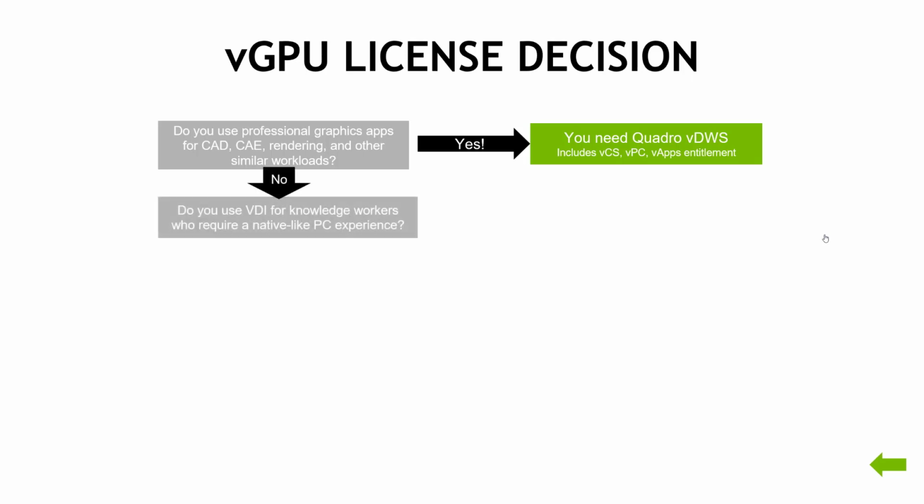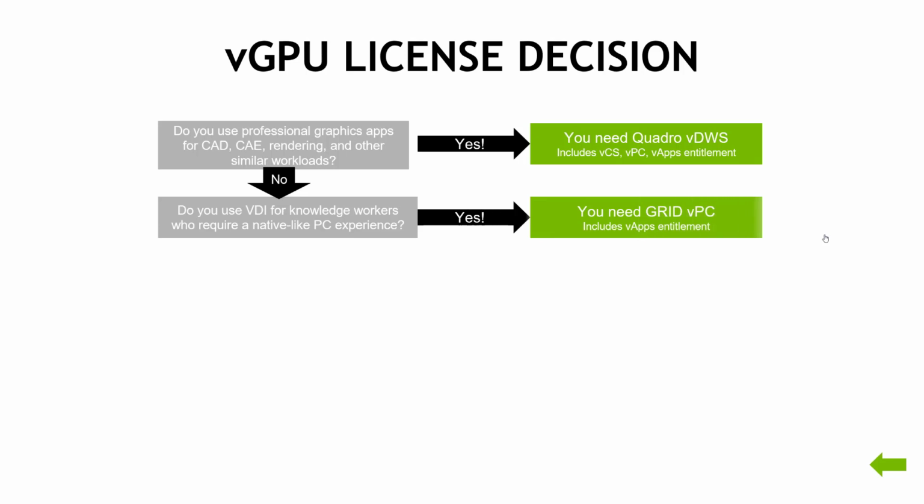Do you have a VDI desktop with standard office workers that need a native-like PC experience? Well, if that's the case, then you need a GRID vPC. And of course, with GRID vPC as well, we also include the lower license underneath that. So if you have, for instance, a user that logs into a Windows 10 desktop and then they consume apps in the back end from a XenApp server or something like that, then that's just a single entitlement you need for that user, because that vApps entitlement comes as part of your vPC license.